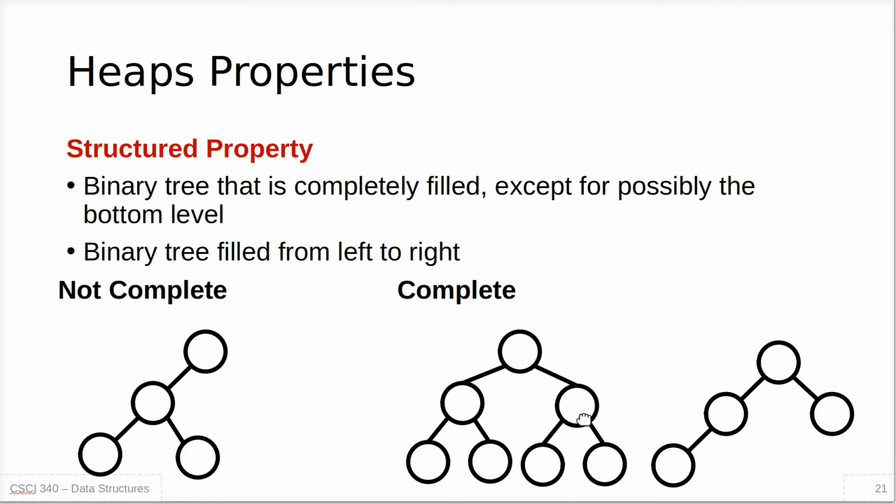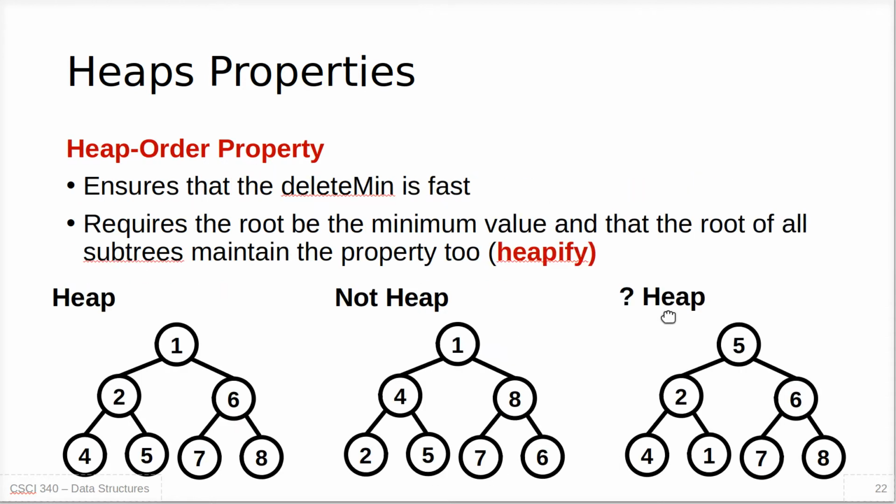And these are some diagrams. This is not a complete tree, so this could never be a heap, no matter what the values of its keys are. Okay, this is a complete tree here, and this one is almost complete, right? Because almost complete means all nodes at all levels are present except for the far right side of the bottom row of leaves.